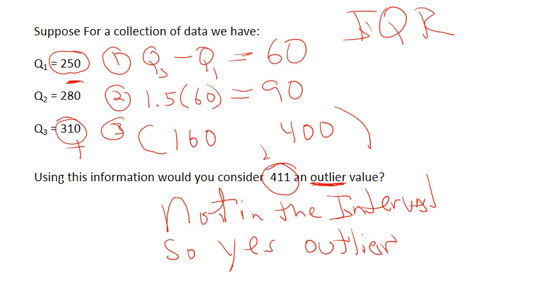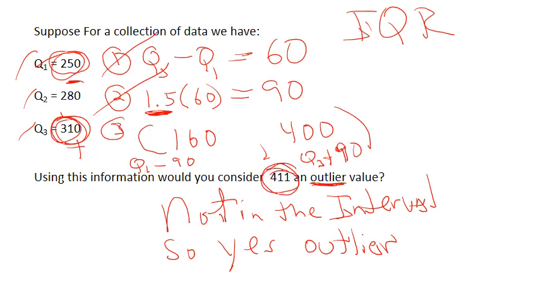So once again, you'll be given the quartiles, Q1, Q2, and Q3. You take the difference between Q3 and Q1. Step 1. Step 2, that difference is multiplied by 1.5. Then that number is subtracted from the lower quartile and added to the third quartile. Okay? Then you check to see if your number's in the interval or not. If it is, it's okay. If it's not, you consider it an outlier.